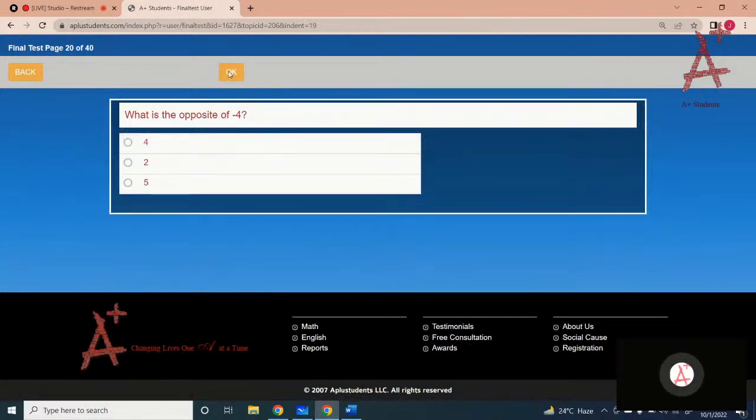Okay, what is the opposite of negative 4? Yes, it's in the opposite direction. So negative 4 is on the opposite side. It would be positive 4. Got it? Select the correct option and click on the OK button.